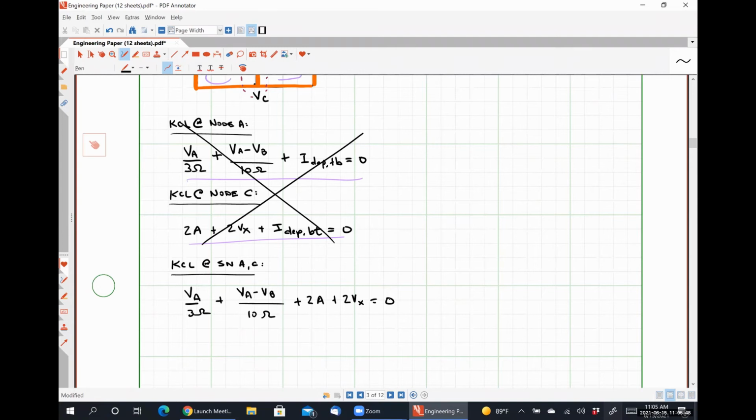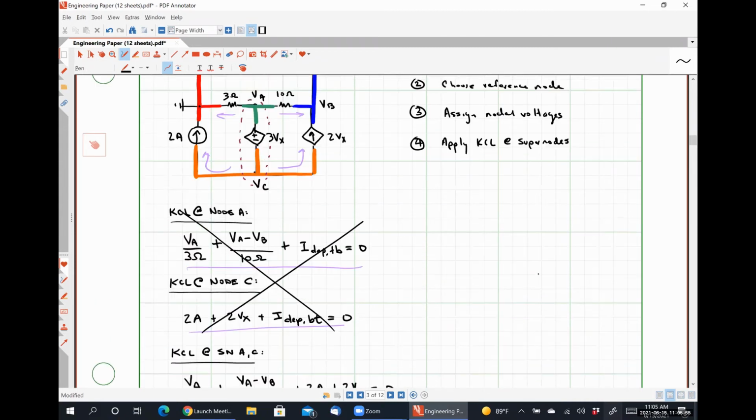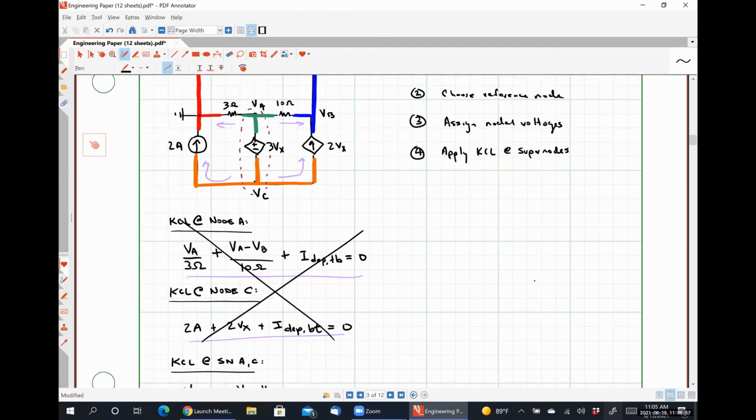So that's one equation, but it's being applied to 2 nodes. So if I went along here and I next applied KCL at all of my non-reference nodes, I would have 2 KCL equations in total. And I'm going to go ahead and do that. And I'm going to call this step 6 for now.